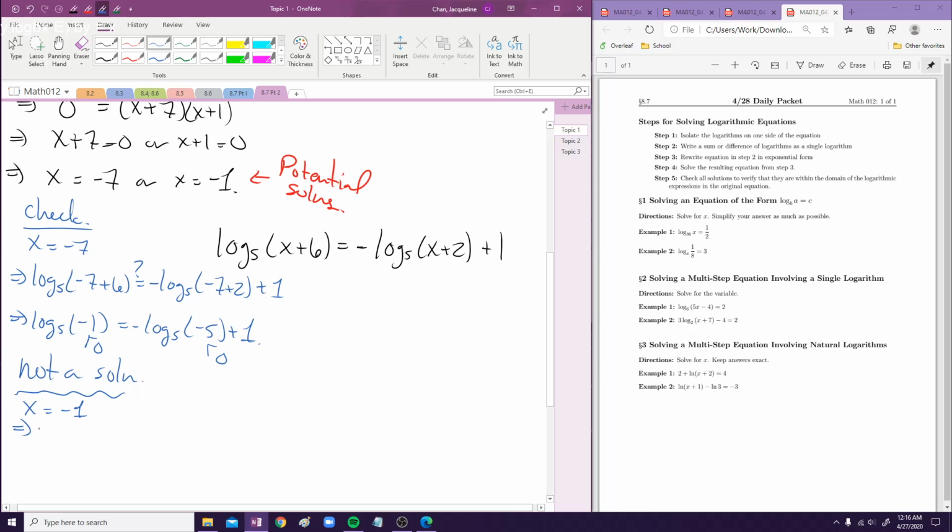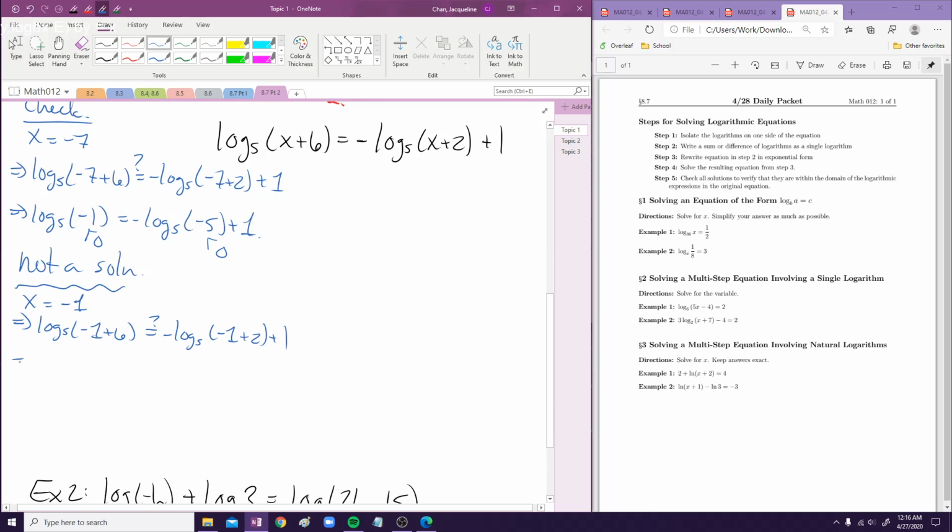So when I plug that in, I get log of 5 and then -1 plus 6. Is this equal to negative log base 5 of -1 plus 2, plus 1? Right? So when we solve, we get log base 5, and then this is a 5. Is this equal to negative log base 5 of 1, plus 1? Right? So I'm looking here, 5 is greater than 0, 1 is greater than 0. So therefore, x equals -1 is a potential solution.